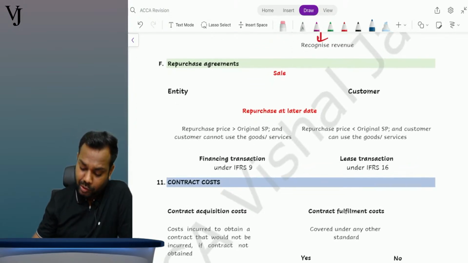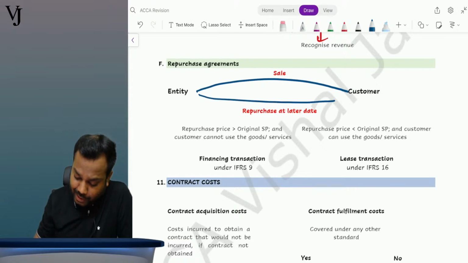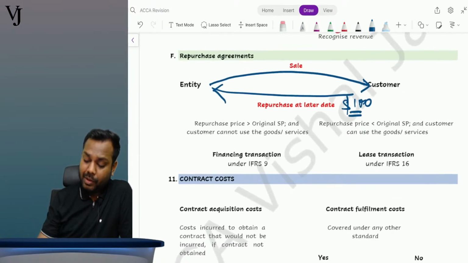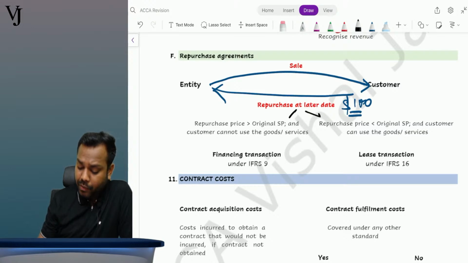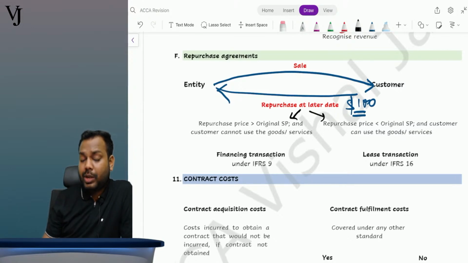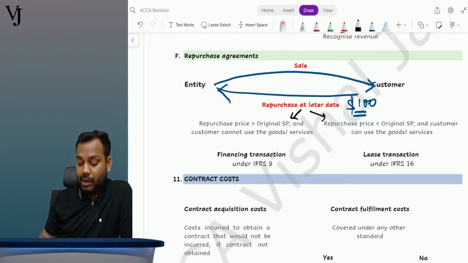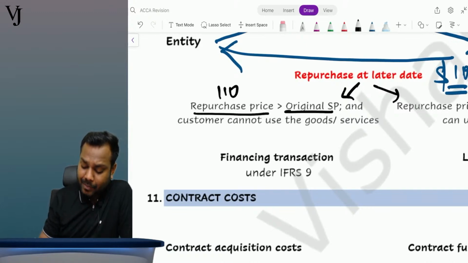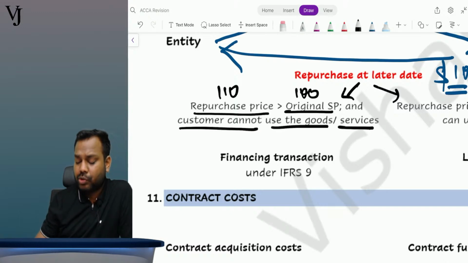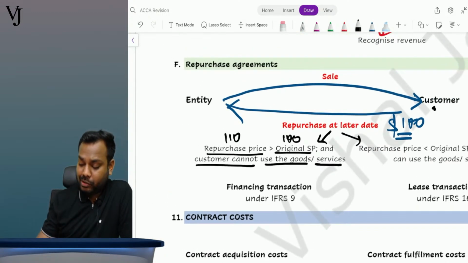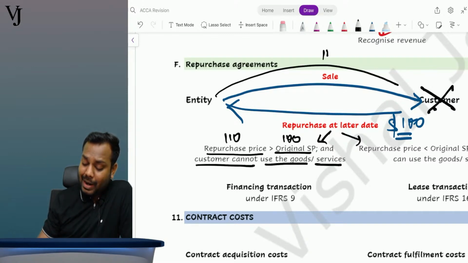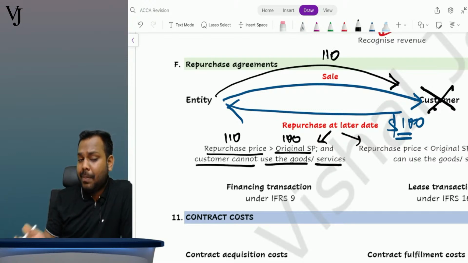Now the repurchase agreement: the entity sold the goods and received the $100 transaction price. Now the standard is saying this repurchase contract can be of 2 types, where the entity has an option to repurchase the asset. What are the 2 types? First, the repurchase price is greater than the original selling price of 100, and the customer cannot use the goods or services. Meaning, I have sold the goods to the customer, but the customer will not be able to use the goods, and I will repurchase at a later date and pay 110, and I will take back the goods.